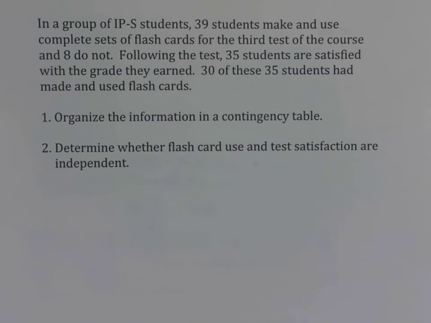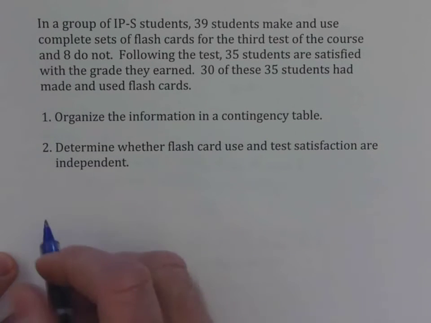Following the test, 35 students are satisfied with the grade that they earned, and 30 of those 35 had made and used flashcards. And so the first item of business is to organize the information into a contingency table. And the second item of business is to determine whether making flashcards and being satisfied with your result are dependent or independent. A couple of ways we can organize this.